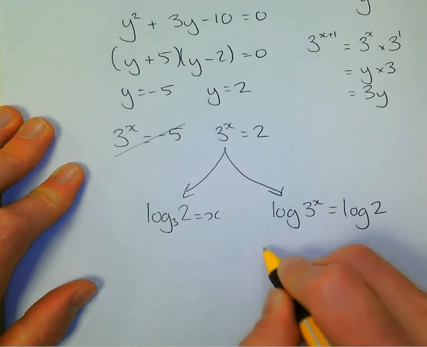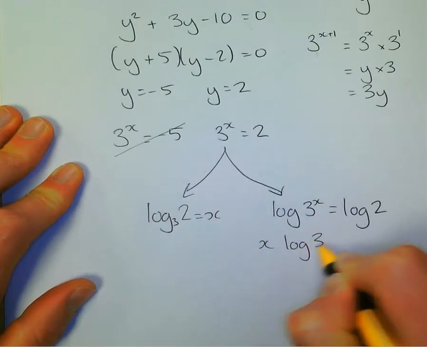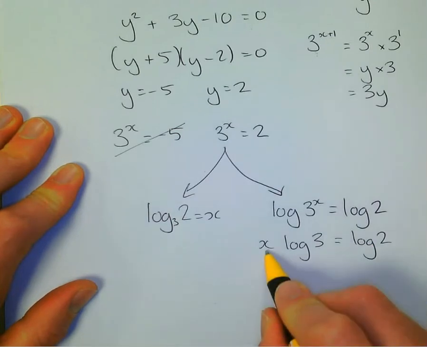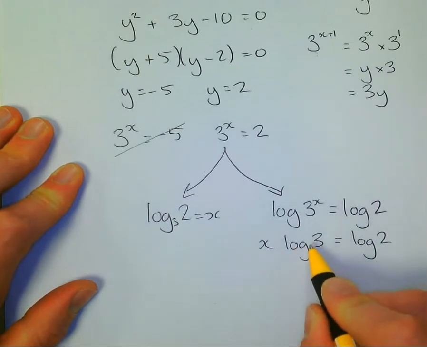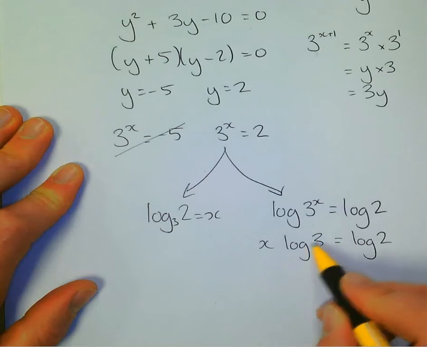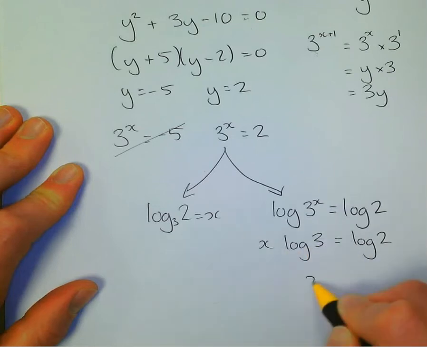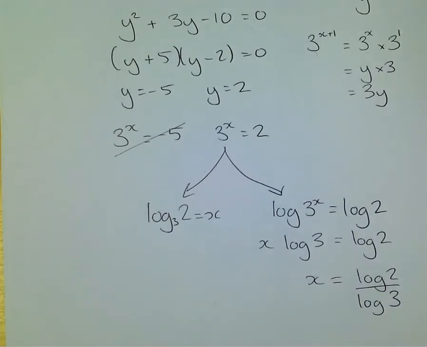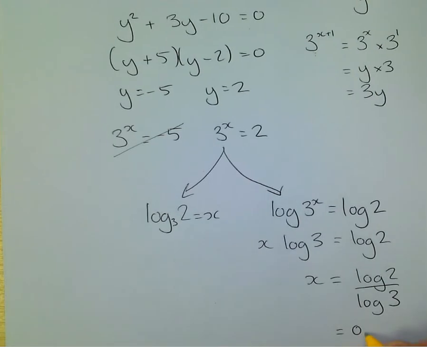So we've got a power law, so let's bring that down in front. So x log of 3 equals log of 2. And we've got x here, and this is just a constant value, so like 2 or 3, it's just a number. So we can divide by that number to get x on its own. So we have log of 2 over log of 3. Now, I'm going to quickly type that in to give you an answer. So log of 2 divided by log of 3, and you get 0.63. That's the 2 decimal places.